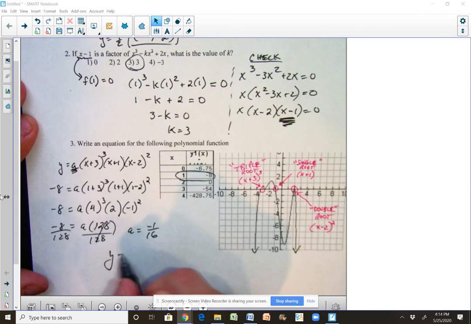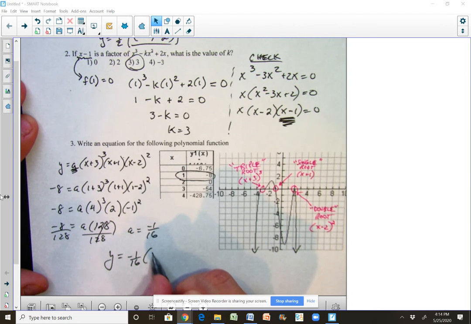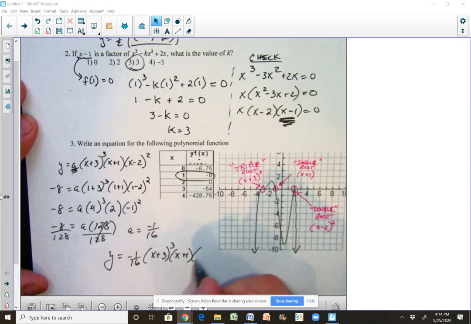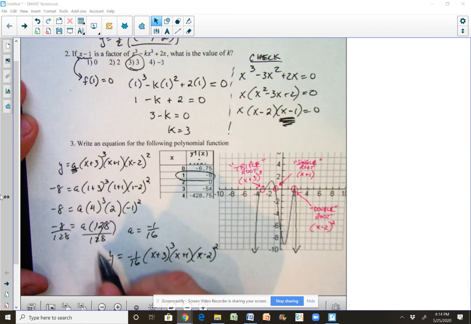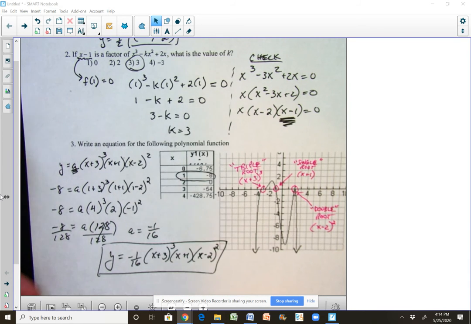So we substitute that value back in, and we get -1/16 times x plus 3 to an odd degree. We'll use 3 as the simplest. x plus 1 to a single degree, and x minus 2 to an even degree, but we'll use the simplest for squares. And that would be a typical equation for that polynomial. Okay.